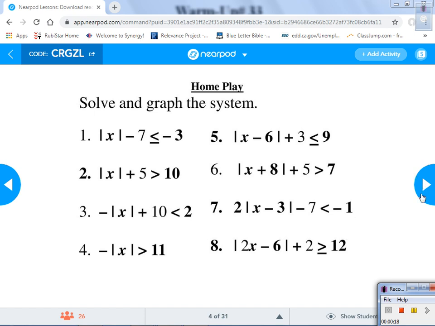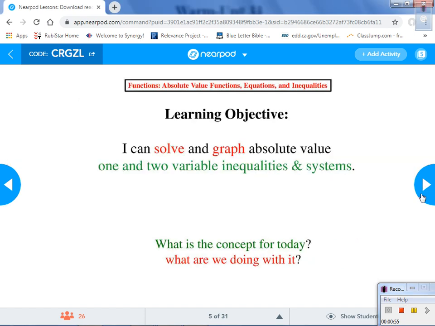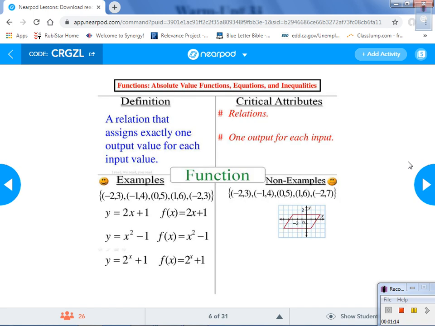All right. So our objective for today: I can solve and graph absolute value one and two variable inequalities and systems. Now you don't need to get a Cornell note ready. You're going to be using the graphing paper. Like I said, we're going to revisit something that we already started last week, but I do want to do a recap of a couple of things. We already know the definitions, yes? Just in case, Friday we have a pop quiz on definitions, yes? All right, good.